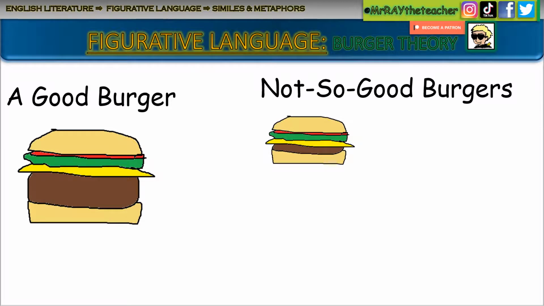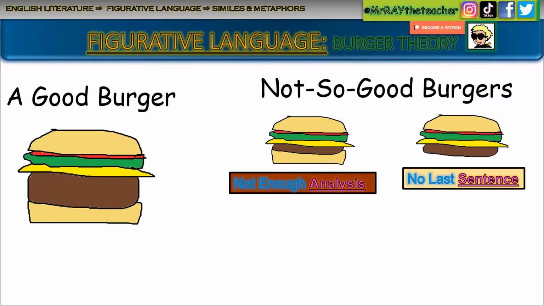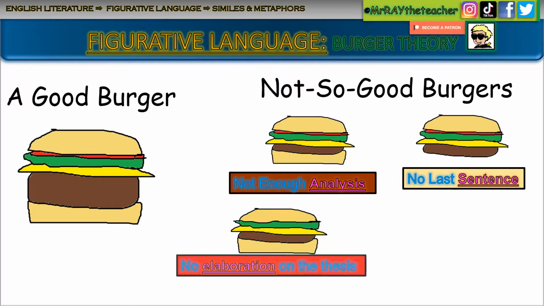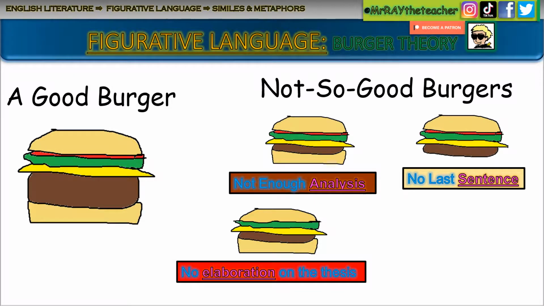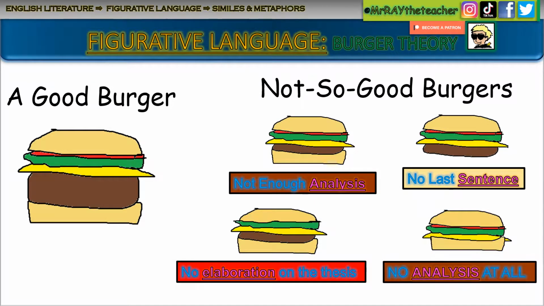So here's some good burger on the left, not so good burgers here, not enough analysis. Last one there has no last sentence. This one here, there's no elaboration on the thesis, and here, no meat at all. Horrible. That's not even a burger.